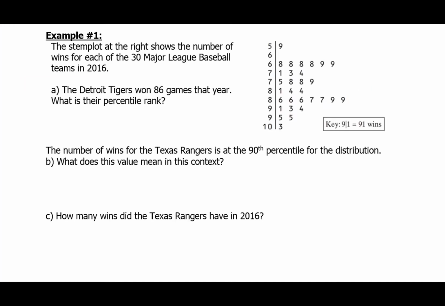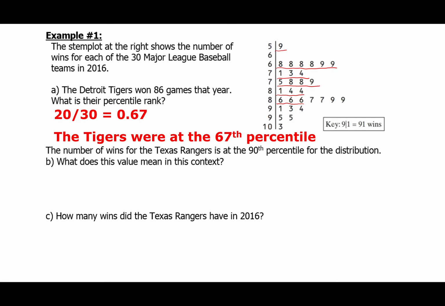So if we look at this stem plot, it's showing 30 Major League Baseball teams in 2016, and it says the Detroit Tigers won 86 games that year. What is their percentile rank? So what we want to do is add up the number of teams that had equal to or less than the number of wins. And when we do that, we get that there were 20 teams that had 86 or less games won out of a total of 30, which gives us 0.67. So their percentile would be the 67th percentile.